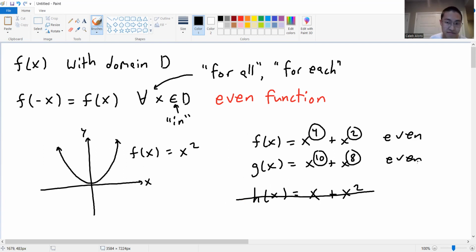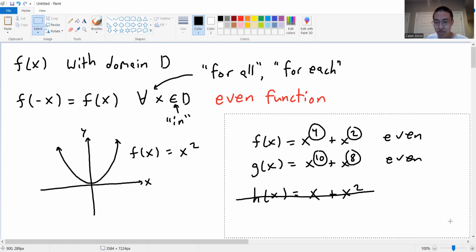So that's even functions: they have symmetry around the y-axis, because when you negate the x value, it's going to give the same function value. And the trick for that is, if you have a polynomial, just double check to see if all your powers are even, and then it'll be an even function. So I'll show why this is the case.